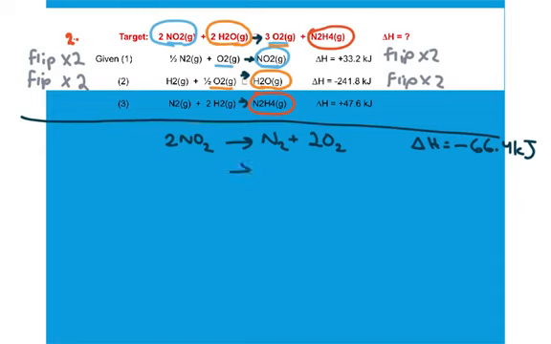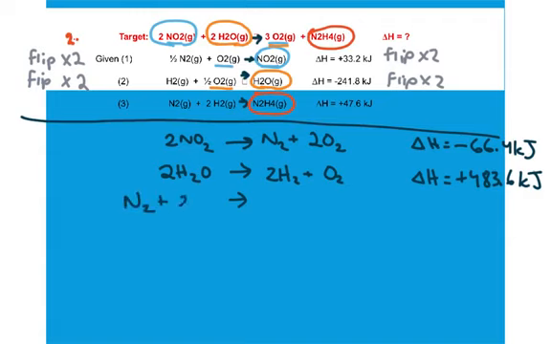All right, let's line up the arrows for number 2 here. Again, I'm flipping and times 2, so I'm going to have 2 H2Os on the left, 2 H2s plus a water on the right. Delta H equals positive 483.6. The last one, line up the arrow, no manipulation needed, so I'm just going to write it out. N2 plus 2H2 makes N2H4. Delta H equals positive 47.6 kilojoules.